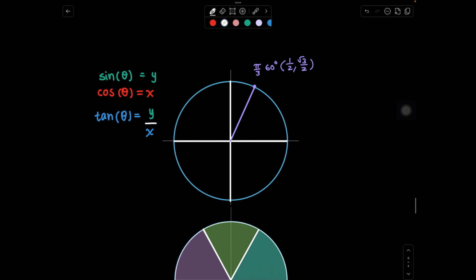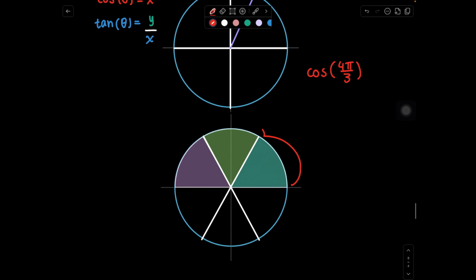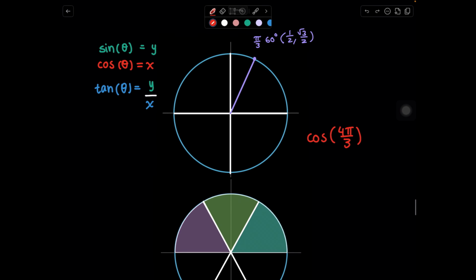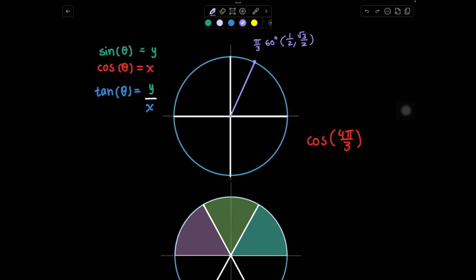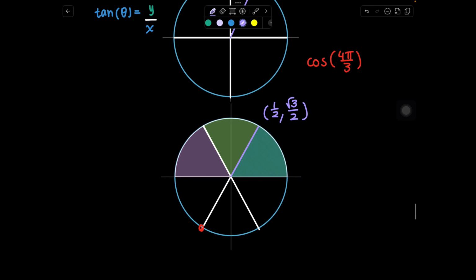So now, when we get a question like this, we can easily solve it. All we need to do is count 4 slices. So 1, 2, 3, 4. So this angle here is 4 pi on 3. And it's asking us what is the x value there. So if we memorized the coordinates for our base angle here, we know that the x value there is a half. So by symmetry, if this is a half, then this has to be negative a half.